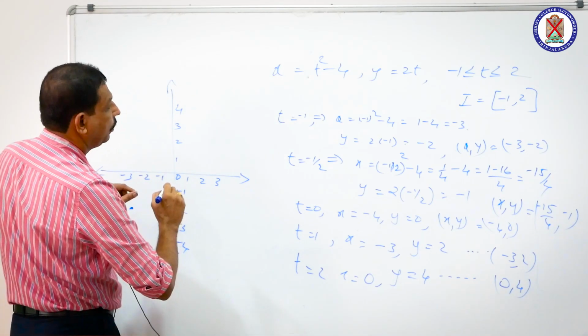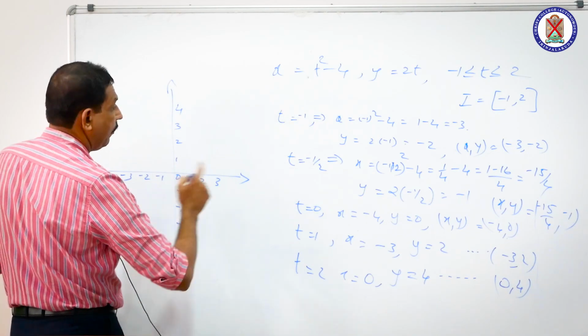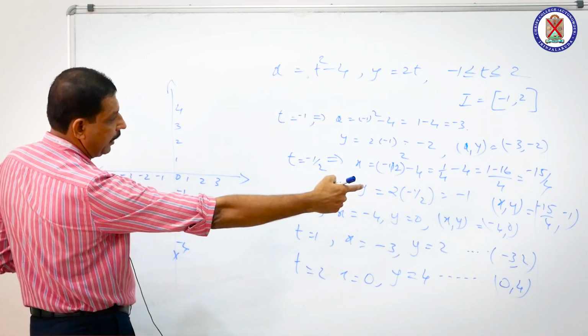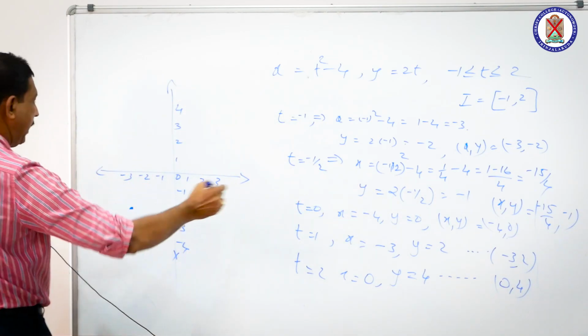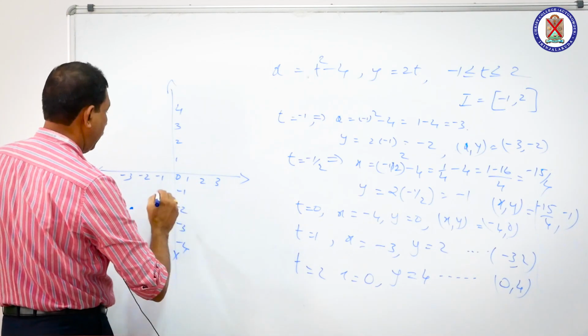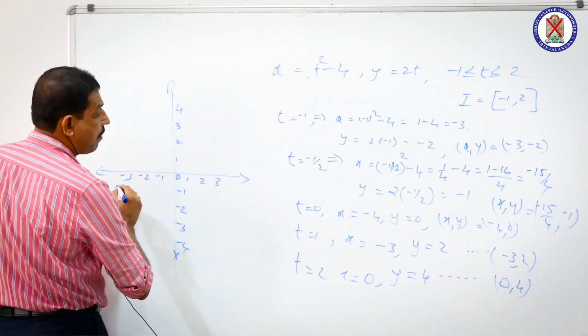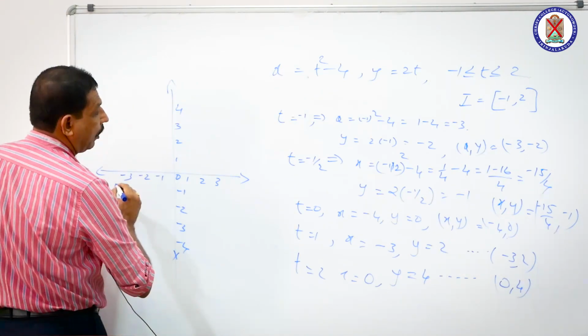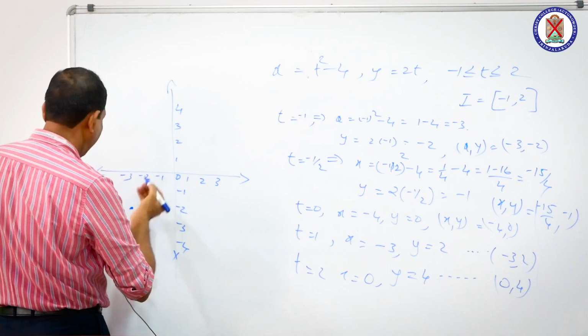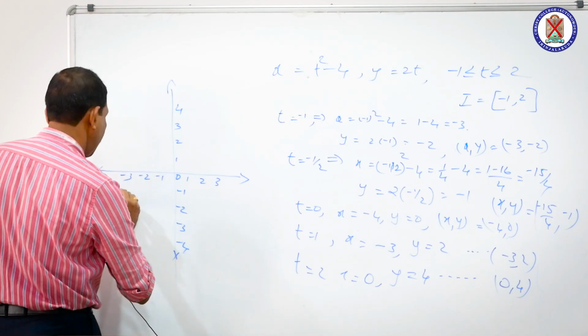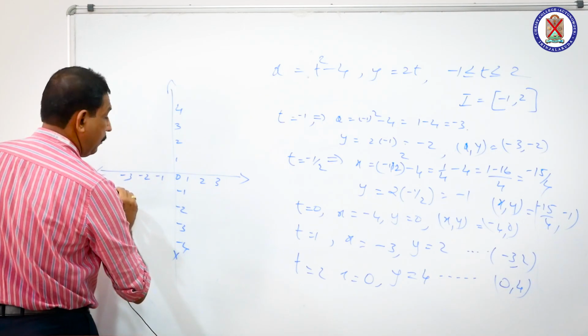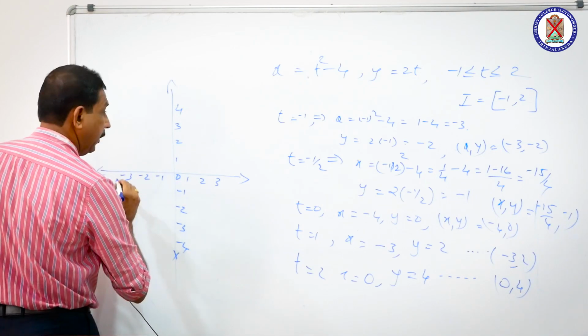Is x equal to minus 3, yes. When t equal to minus half, we have minus 15 by 4, minus 1. Okay, y is minus 1. This is 15 by 4, that is more than 3, therefore the point will be like this. When t equal to half, therefore minus 1, this point will be here.